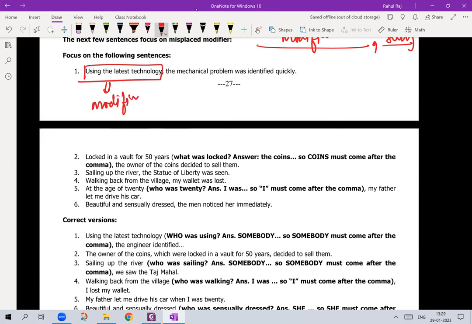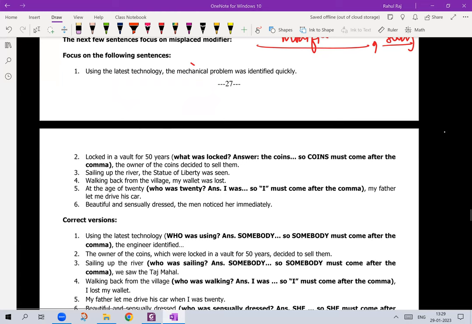It's a phrase, so it should refer back to some noun. Here the noun is mechanical problem. So this sentence is giving you a meaning. What cause and effect are you trying to do? Ensure that the cause is always a clause. Here, using the latest technology is not a clause, because there is no verb. The ing form alone is never a verb. Agreed, Harendra? Okay.